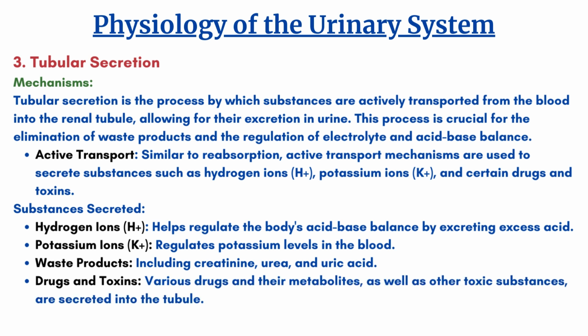Substances secreted. Hydrogen ions, H+, help regulate the body's acid-base balance by excreting excess acid. Potassium ions, K+, regulate potassium levels in the blood. Waste products, including creatinine, urea, and uric acid. Drugs and toxins. Various drugs and their metabolites, as well as other toxic substances, are secreted into the tubule.